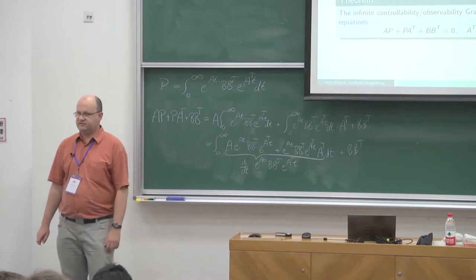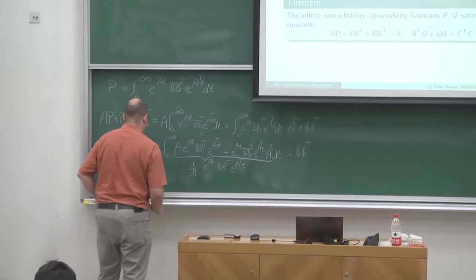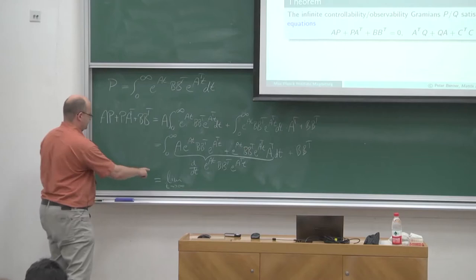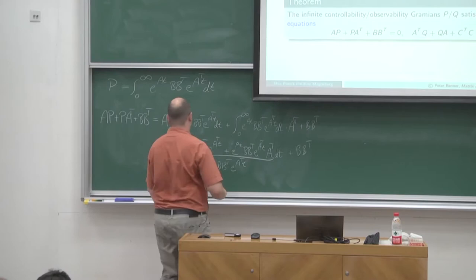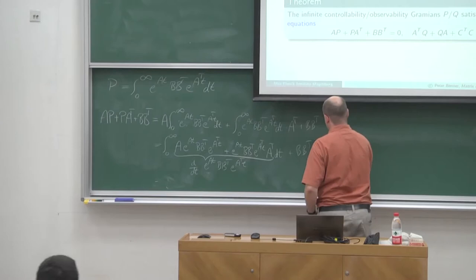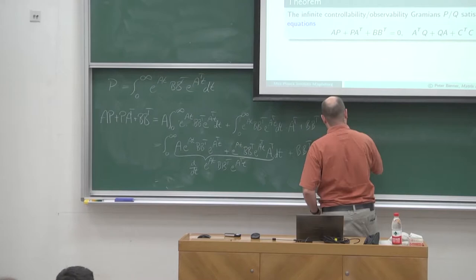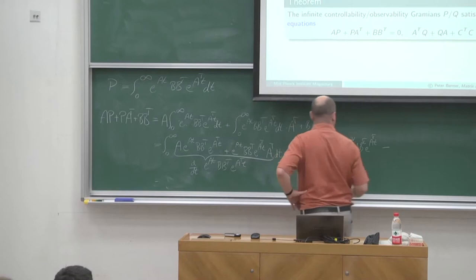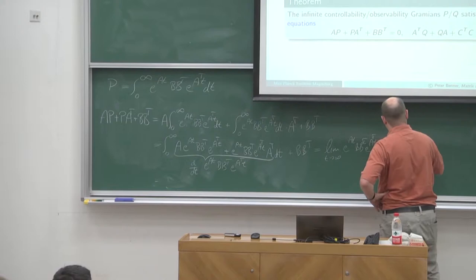So this gives you the primitive of the function evaluated at the boundary. This is an improper integral, so we have to take the limit t to infinity. It's the limit t to infinity of e to the A t, minus the integrand evaluated at 0, or the primitive evaluated at 0. So it's e to the A times 0, B B transpose.